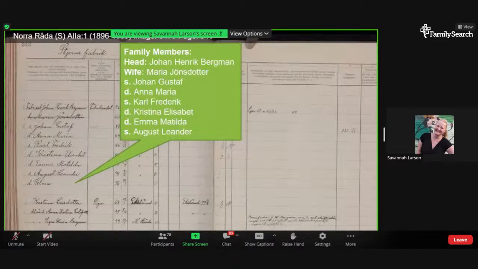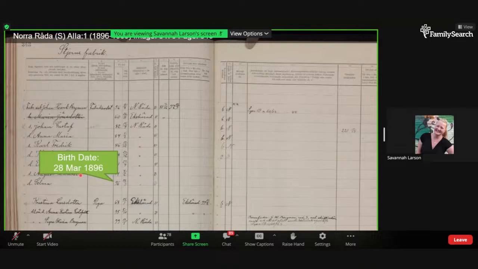We found Schönsfabrik at 343, and we found the whole family here, Selma, at the bottom. And I've made a list here so that you can see it in the script as well as on the side. So we've got Johan Henrik Berryman with his wife, Maria Jens daughter, and then all of their kids. We've also got birth information in the second column for all of them, including Selma's birth date with 28th of March, 1896. So it's matching with the birth record and everything's looking great.